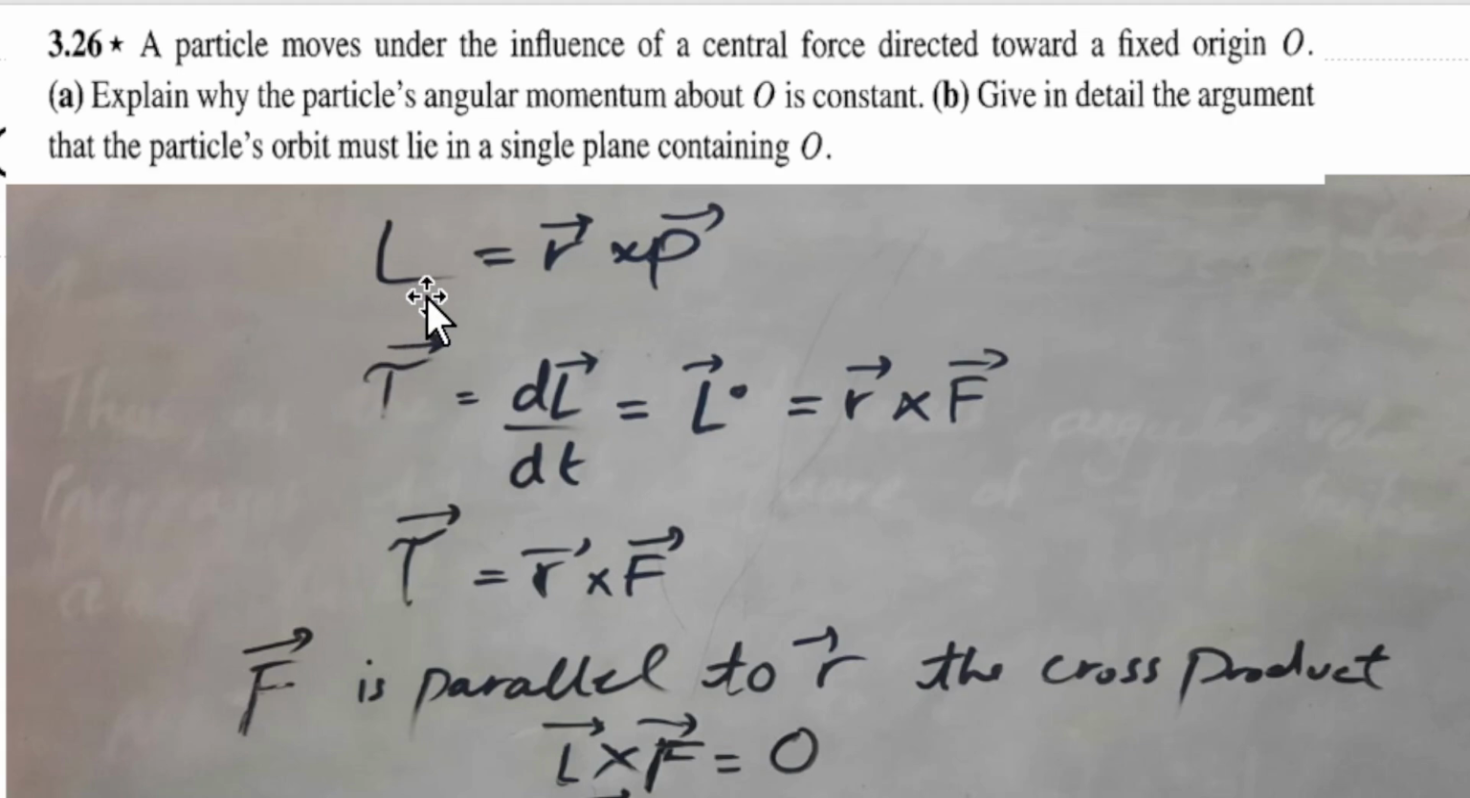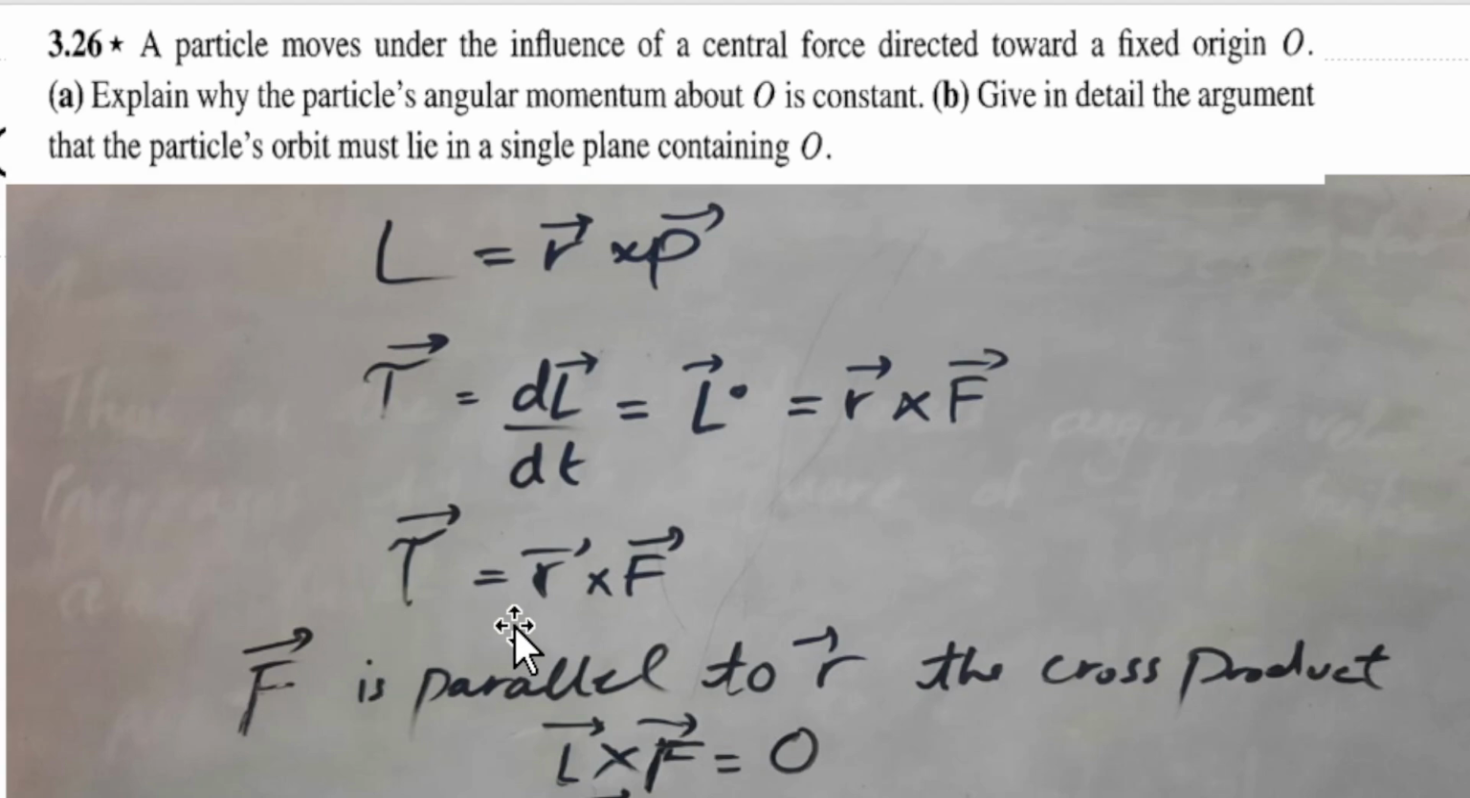So first, you have to see the angular momentum, which is equal to r multiplied by p, which is the cross product of two vectors. The torque is equal to the rate of change of angular momentum. So further, the rate of change of angular momentum is equal to the cross product of the moment arm distance with the force. So this is the torque.